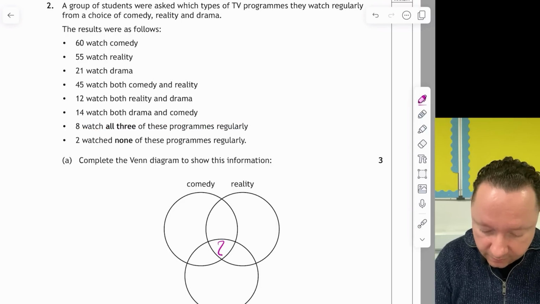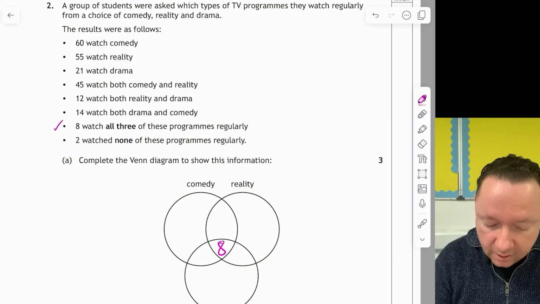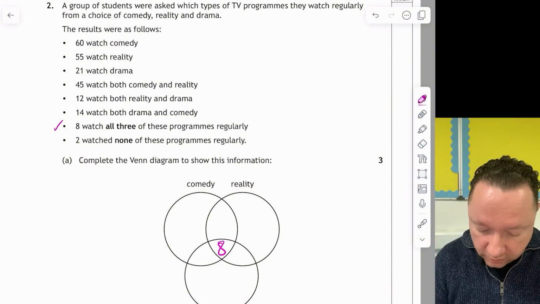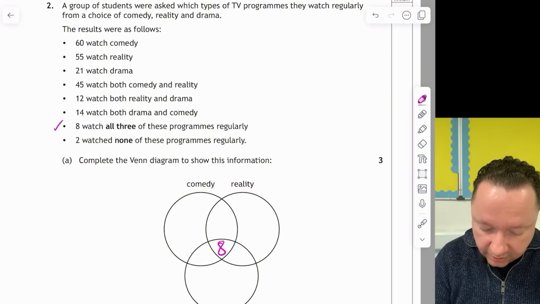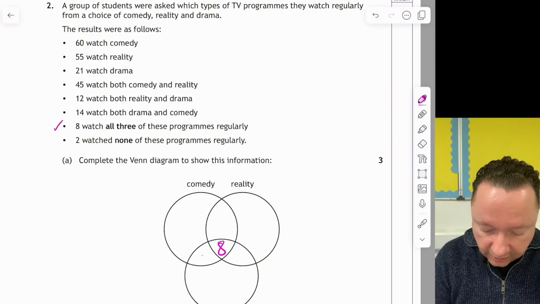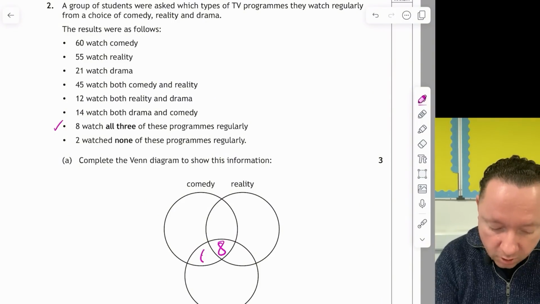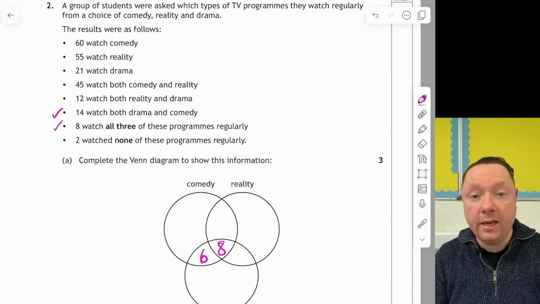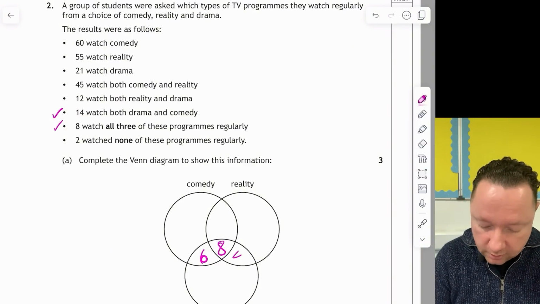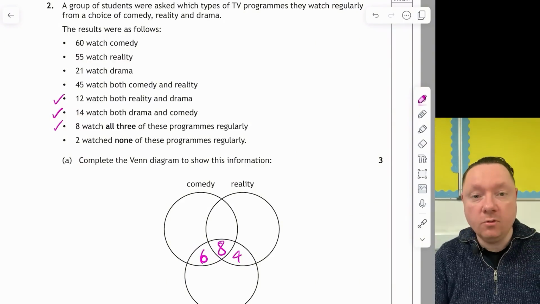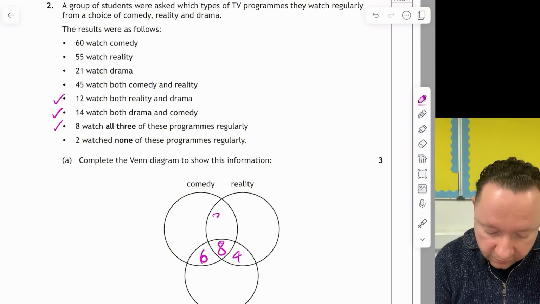So I can put 8 in, take a little tick. And then for both drama and comedy is 14. So that is the intersection here. So I need to do 14 take away 8, which is 6. Use a calculator anytime you want. 12 watched reality and drama, so it's 12 take away 8, which is 4. And 45 watched comedy and reality, so it's 45 take away 8, which is 37.